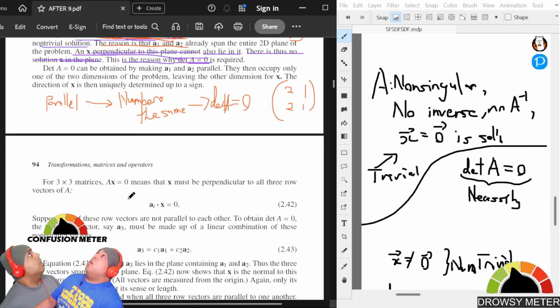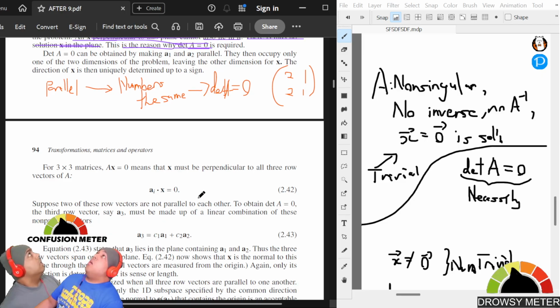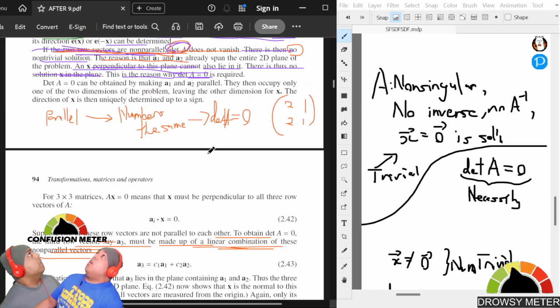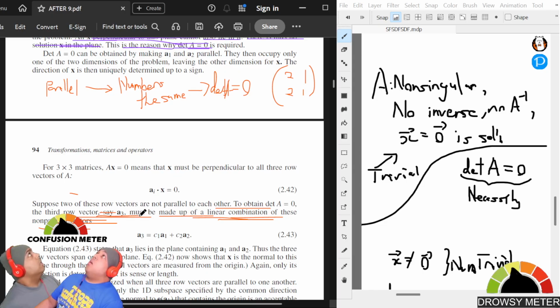For three-dimensional matrices, AX equals 0 means that X must be perpendicular to all three row vectors of A. Ai dot X equals 0. Suppose two of these row vectors are not parallel to each other. To obtain determinant A equals 0, the third row vector must be made up of a linear combination of these non-parallel vectors. The third guy must be made up of the first two guys.